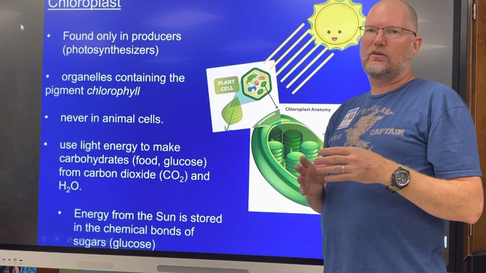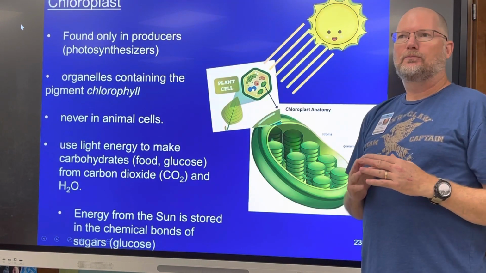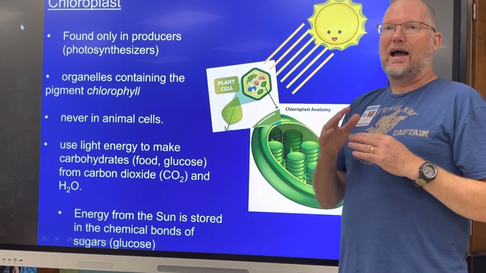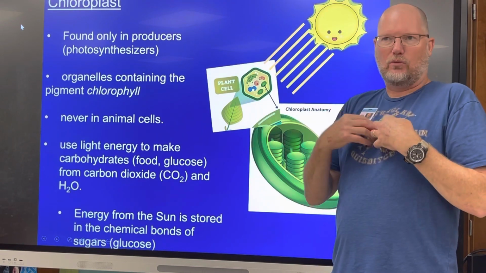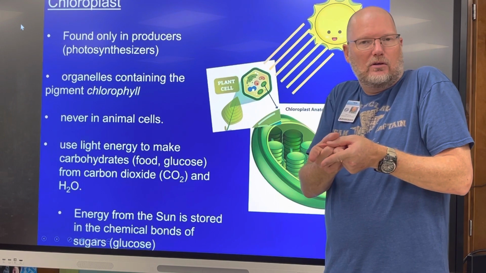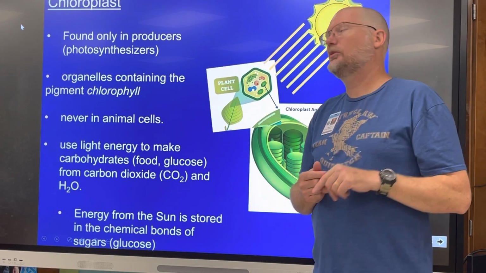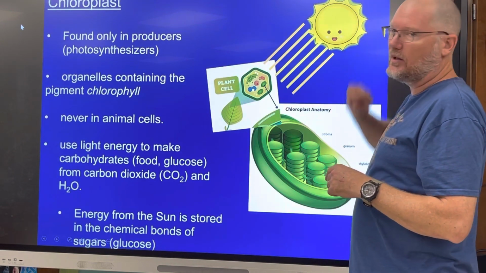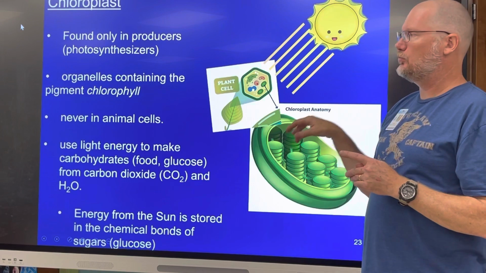Okay, so you've got the grass, that's a producer, a photosynthesizer, and then you've got the cow that eats the grass, and then the person that eats the cow. So where do we get our energy from? Not really from the cow, but from the plant. But not really from the plant, do we? From the sun, okay? So the sun is the key point there. But anyway, the chloroplasts are found in those producers.